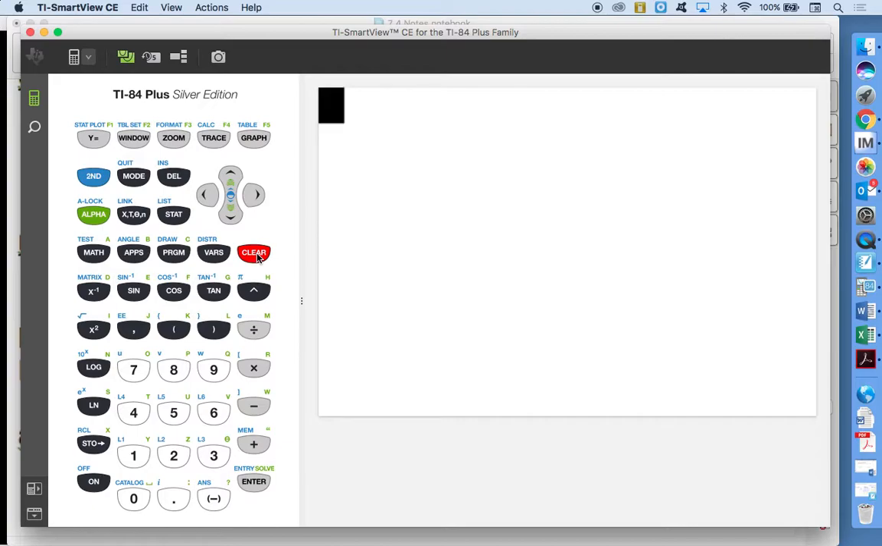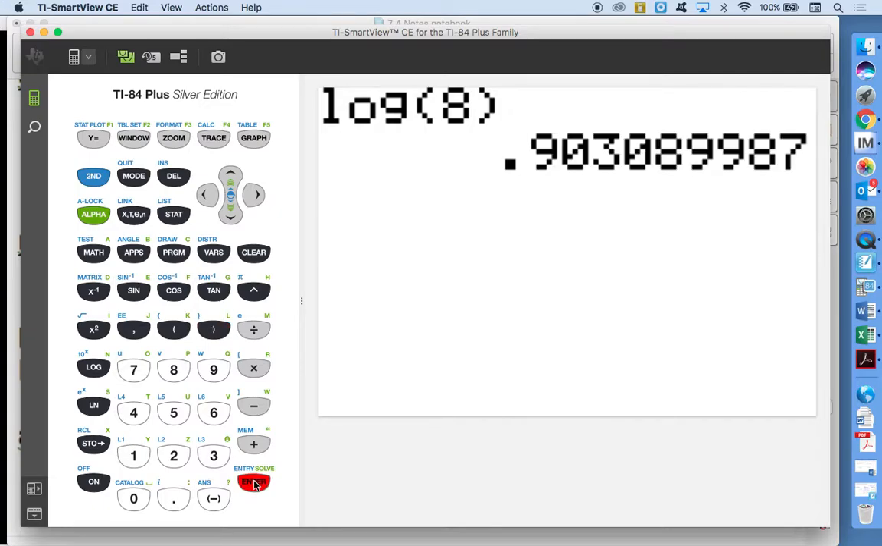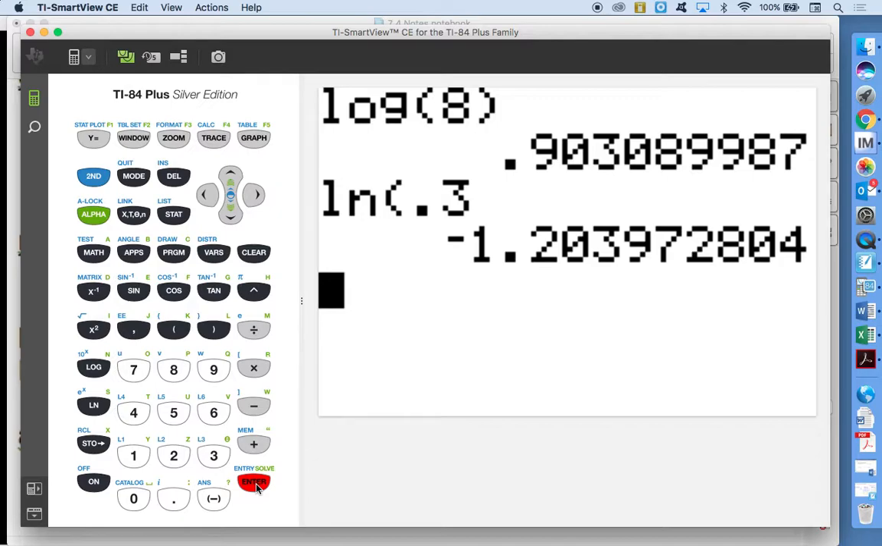So the first one says log 8, so literally you're just plugging in log 8. You don't have to do anything else with it, just hit enter and you get 0.903. So for letter A, the log of 8 is 0.903. That has a common base. So if that base changes, you can't press that button if it had a different base. The second one was the natural log of 0.3? Yes. So I use the natural log button, ln, put in a 0.3, hit enter, and you get negative 1.204.